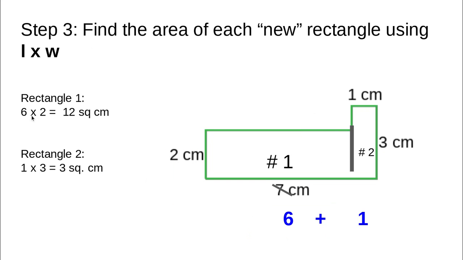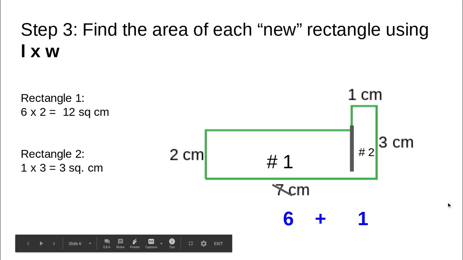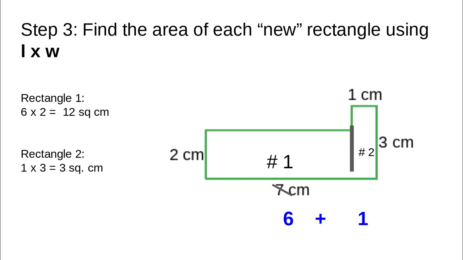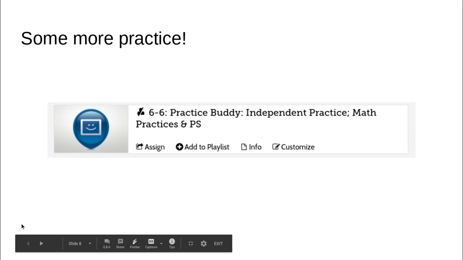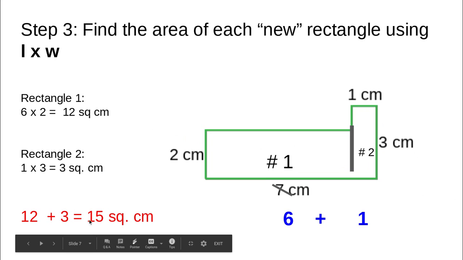So when I look at rectangle number 1, I know it's going to be 2 times that 6 centimeters, which I put over here, 6 times 2, which equals 12 square centimeters. And then rectangle 2 is going to be a 1 times a 3. And I've got that over there, which is 3 square centimeters. So we've got last step, which I think is probably the easiest step. At the very end, I just need to find the total, which would be 12 plus 3 is 15 square centimeters. So the area of this whole shape from the original piece is going to be 15 square centimeters.